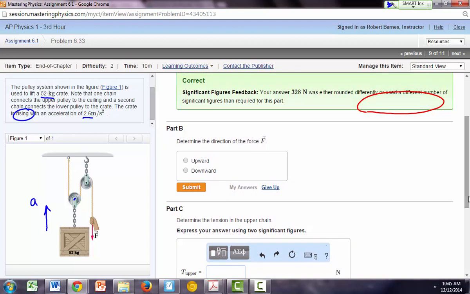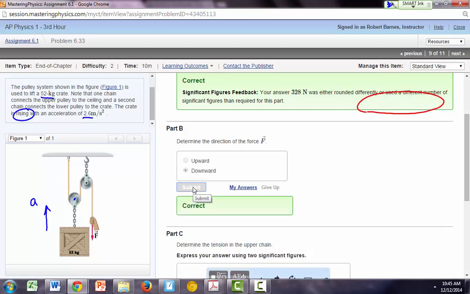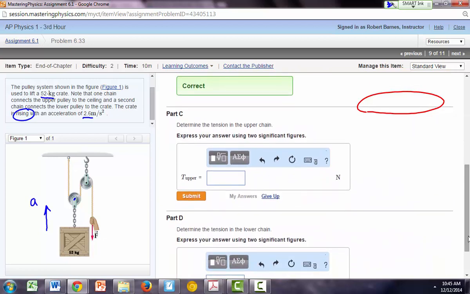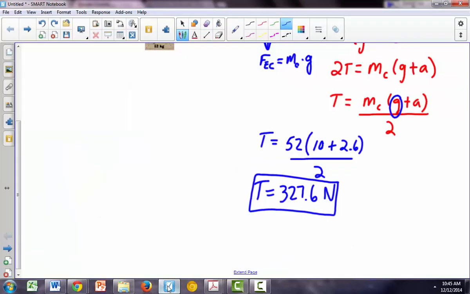Determine the direction of the force. Obviously, he's pulling downward to be able to accelerate the object upward. The pulleys change the direction of that force. Determine the tension in the upper chain. So the tension in the upper chain and the tension in the lower chain are parts C and D.